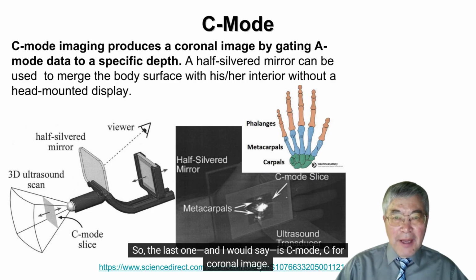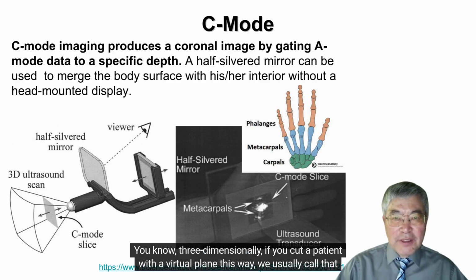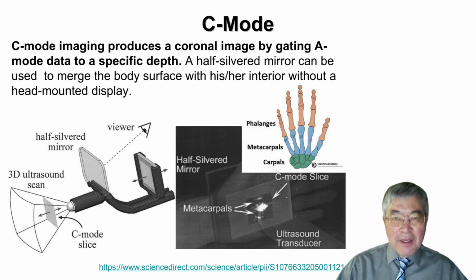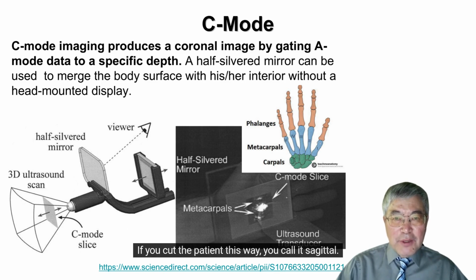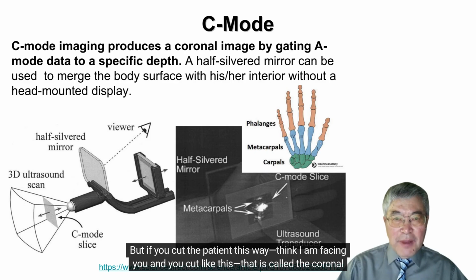So the last one, and I would say, is C mode, C for coronal image. You know, three-dimensionally, if you cut a patient with a virtual plane this way, we usually call that the transverse plane. If you cut the patient this way, you call it sagittal. But if you cut the patient this way, think I am facing you and you cut like this, that is called the coronal image.